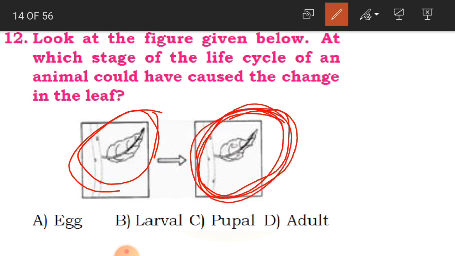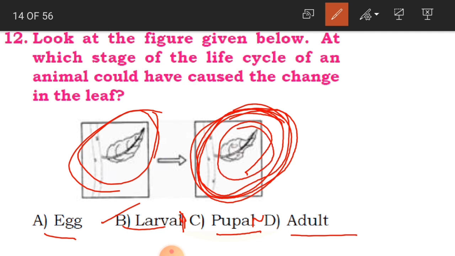Okay, where we can see this change at which stage of the insect's life cycle, whether on egg, when there is egg laid on the leaf, or when there is larva on the leaf, pupa, okay, and then adult insect. Okay children, yes, the answer is B option, that is larva. So when the larva is on the leaf, automatically that larva is going to take the food from the leaf. Okay, so that is why the leaf shape has been changed.